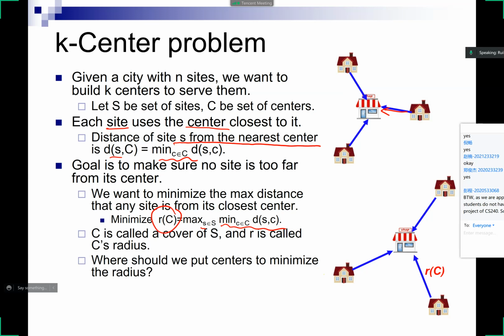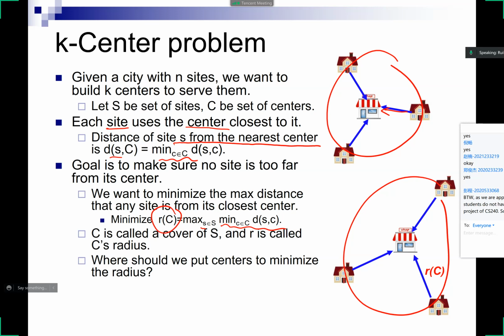You can think of this as a clustering problem, where you're going to make K clusters. You get to pick the locations of the cluster centers, and you want to pick these locations so that the maximum size of a cluster is minimized. The question is, where do you want to put these cluster centers? Does that make sense? Any questions about this problem?